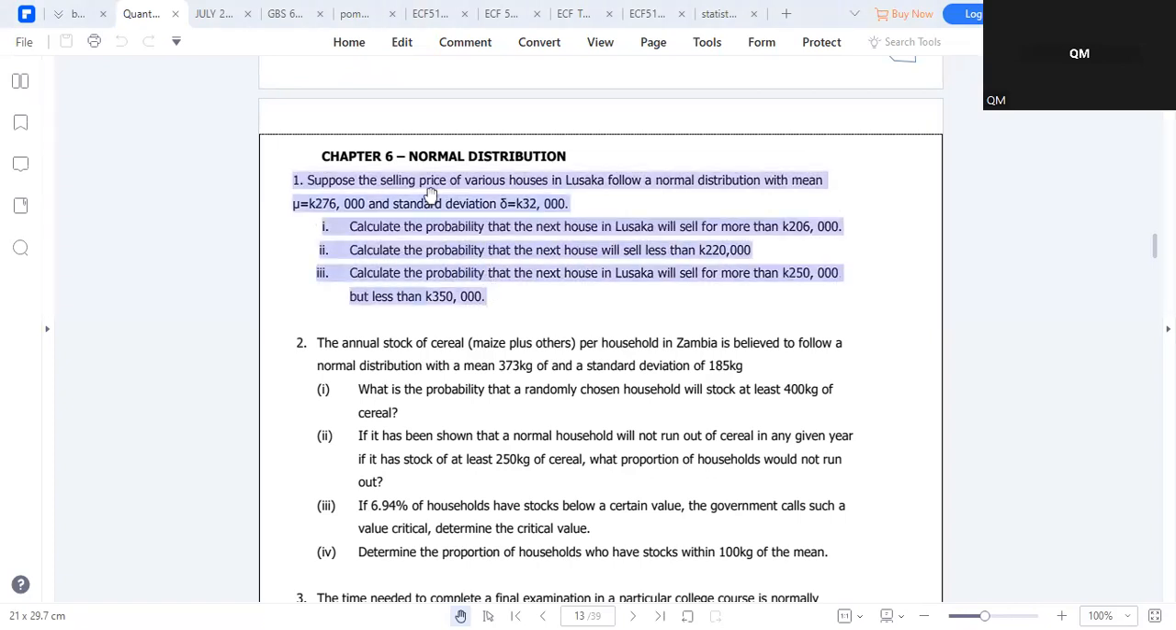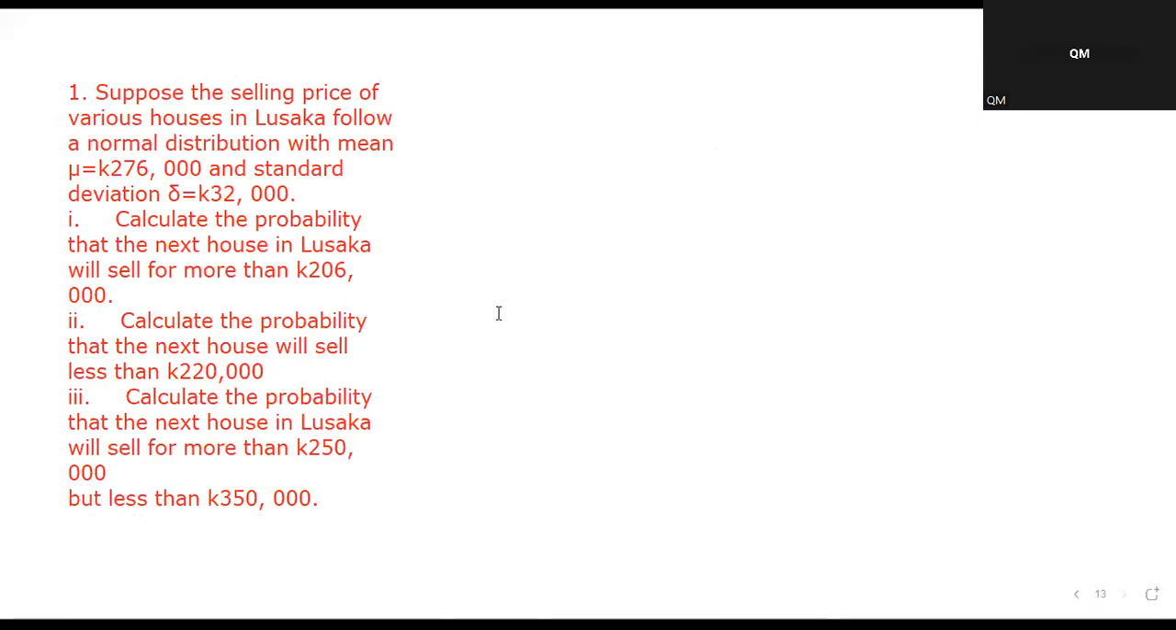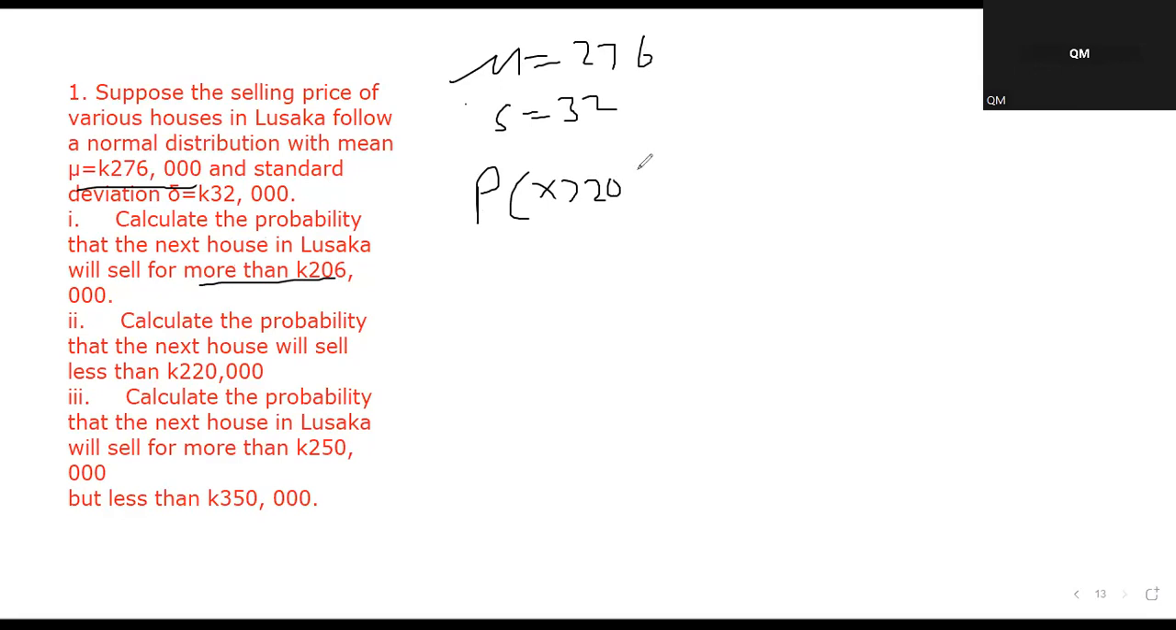When you're in the exam, you'll be laughing. You'll say, why is this for me? And this carries so much marks. You would wish they even make it a little bit complicated. So just to guide you, because this will be your homework, what is our mean in this question? 276. Our standard deviation is 32. They're asking for the probability that X is greater than 206. Using ISA, step 1, illustrate.